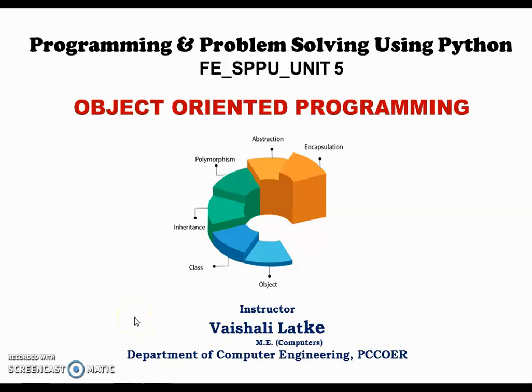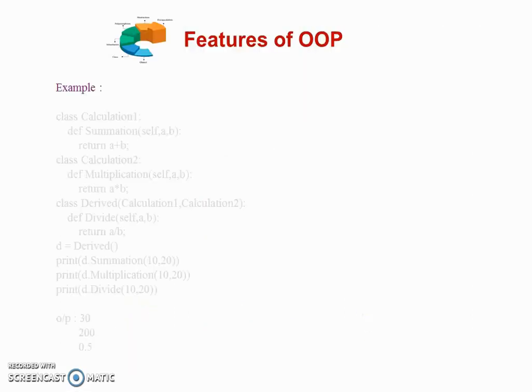Dear students, welcome. Let's see the example. Here I am creating one class, Calculation1, in which I am defining the method summation. Here I am passing three parameters, self, a and b, and this class method returns a plus b.